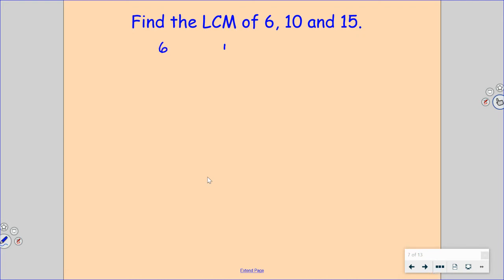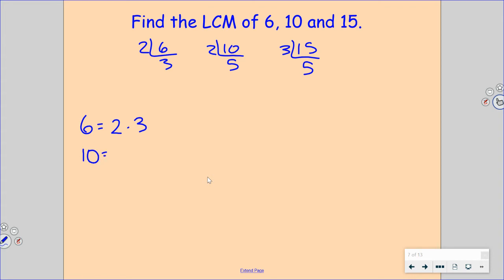Let's try 6 and 10 and 15. Now, many of you can do this without upside down division, but for those of you that need to see it, 6 is equal to 2 times 3. 10 is equal to 2 times 5. And 15 is equal to 3 times 5. Now this, ladies and gents, is going to be a slightly different beast because we're not looking for the greatest common factor. We're looking for the least common multiple.